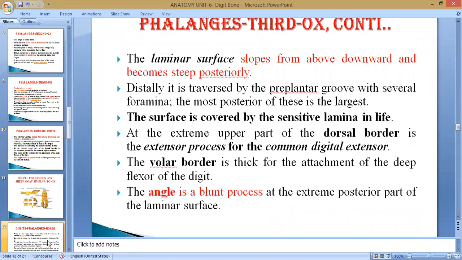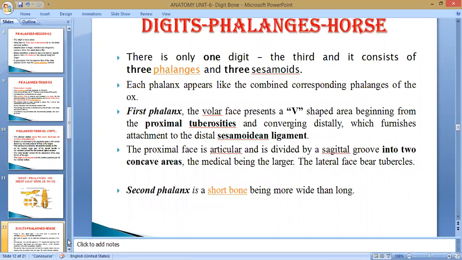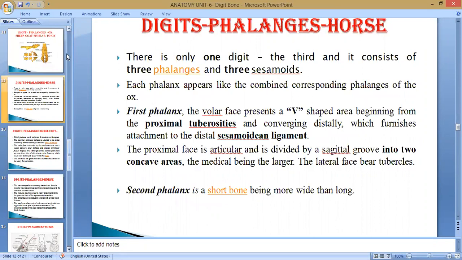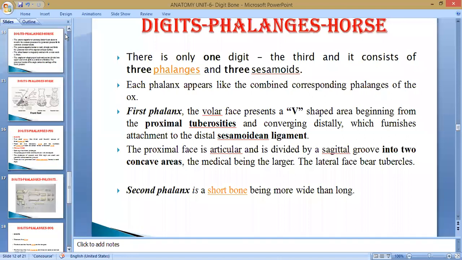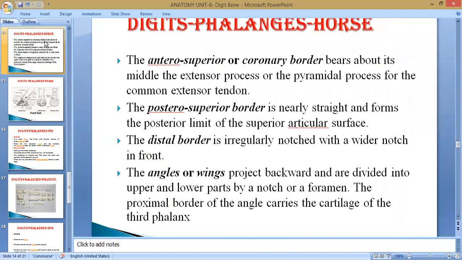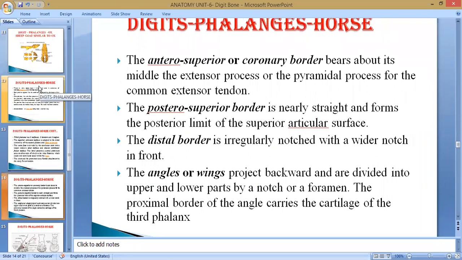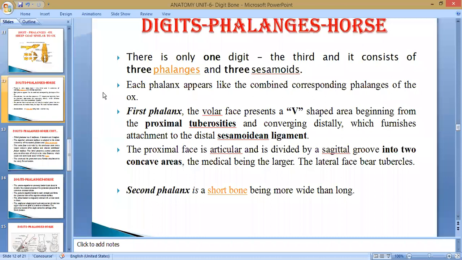So I think this is clear. If you have any question you may ask, otherwise we have some distinguishing points in different species we will discuss. So, we can proceed forward, or we will discuss any point here, or in the last you can discuss any point or any query.